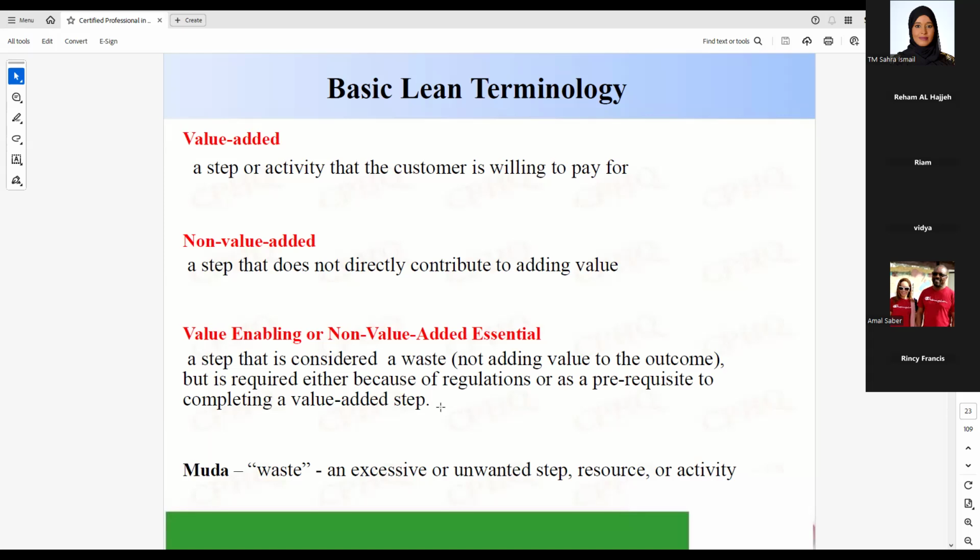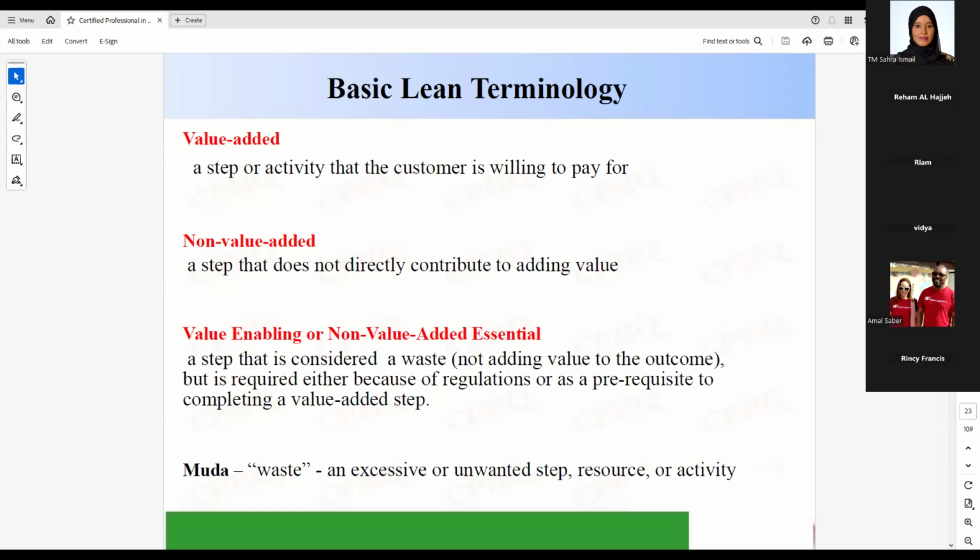Yeah. So the discharge summary in this case is a non-value added essential because it's required by the JCI, DOH, hospital regulation, everything. Sorry guys, I'm gonna mute you.